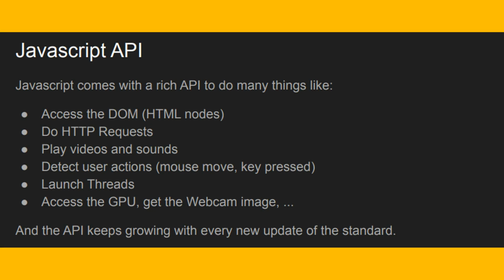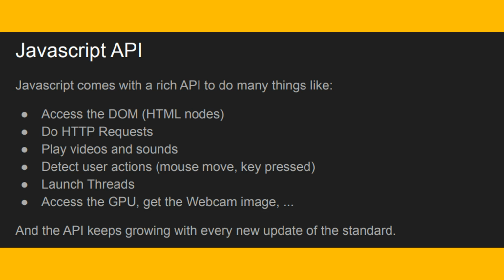There's no need for you to code; you just use these APIs to get some functionality. So we have, one, access the DOM HTML nodes, that is the document object model. Do HTTP requests. It could be a contact form: when someone submits the form, there should be some request.